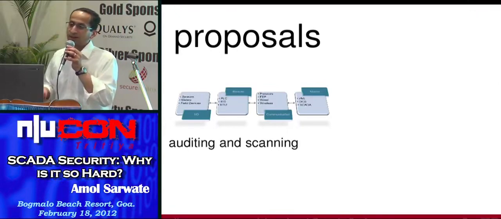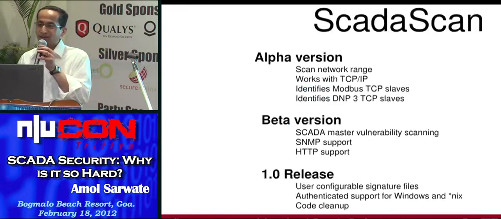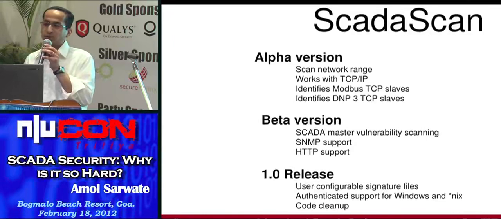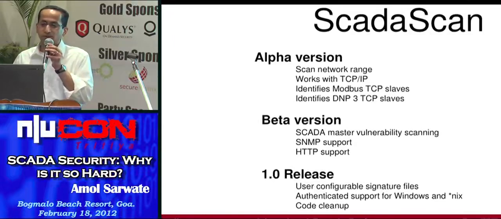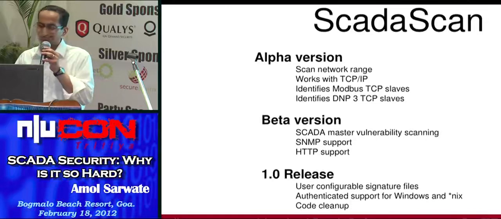So that brings me to the final slide. Currently we have the alpha version of SCADA Scan, which does Modbus scanning and DNP3 scanning, and Modbus brute forcing. In the beta version, we are planning to add support for SCADA master vulnerabilities. And in the final 1.0 release, we want to have user configurable signatures uploaded to SCADA Scan.